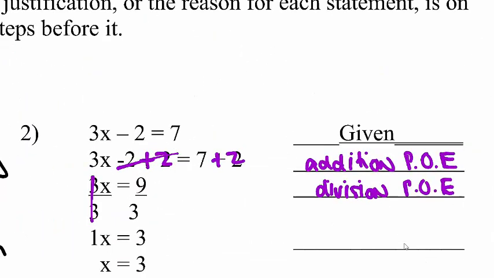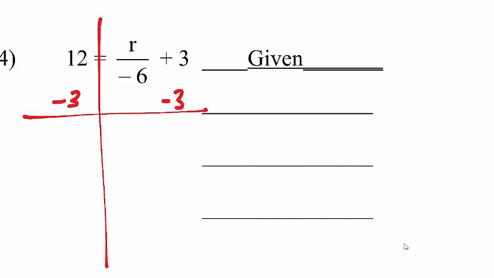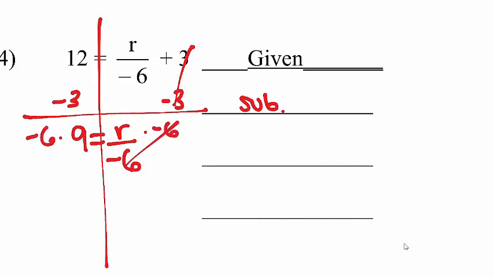Lastly, we have this one. Again, we want to get rid of the thing that's farthest away from r. So we're going to minus 3 from both sides of the equation. We have 9 equals r over negative 6. So we use the subtraction property. And now we're going to times both sides by -6. So we use the multiplication property, and we're left with r equals -54. We will finish the rest on another day.